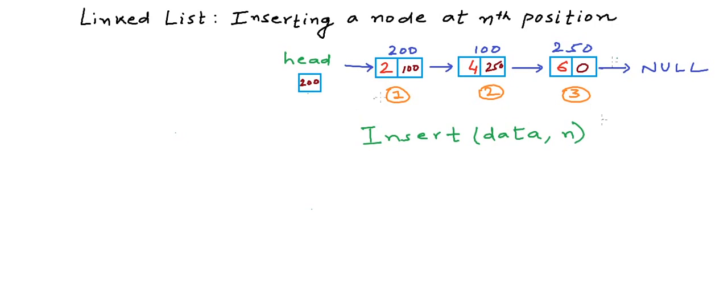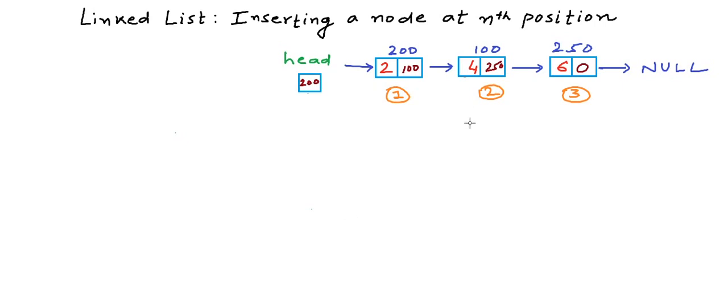Let us assume, for the sake of simplifying our implementation, that we always give a valid position. We will always give a valid position so that we do not have to handle the error condition in case of invalid position. The implementation logic for this function will be pretty straightforward.